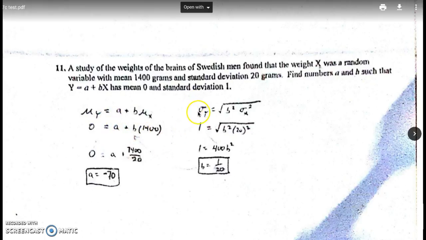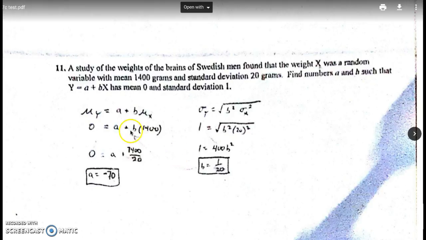So I'm going to go over to the standard deviation of y, which is going to be the square root of b squared times the variation of x. I know that the standard deviation of y is going to be 1, and the standard deviation of x was 20, so 20 squared is 400. 400b squared, and we take the square root, is going to be 1. There's only one unknown, the b. I'm going to square both sides. I get 1 equals 400b squared, divide by 400, square root, you're going to get b is 1 over 20.